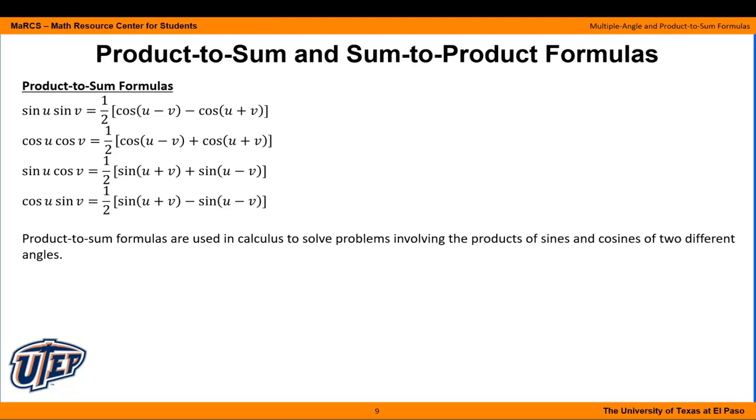Next, we introduce the product to sum formulas. These identities convert products of sine and cosine functions into sums or differences. Although they may seem unusual at first, they are extremely important in calculus, physics, and engineering. Whenever a problem contains products of trigonometric functions with different angles, these formulas often simplify the work considerably.